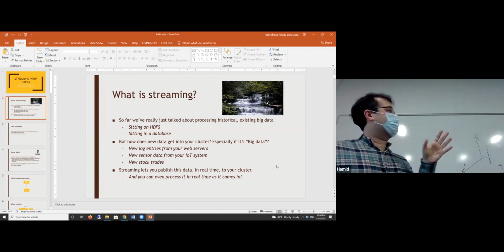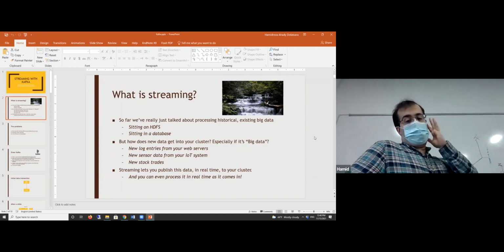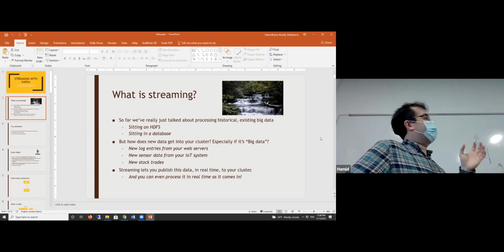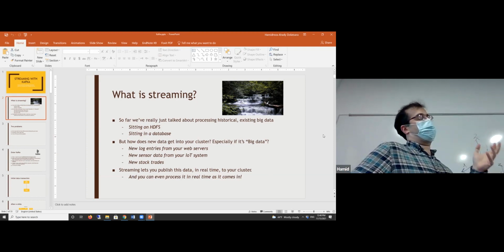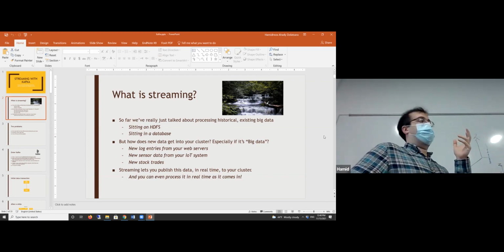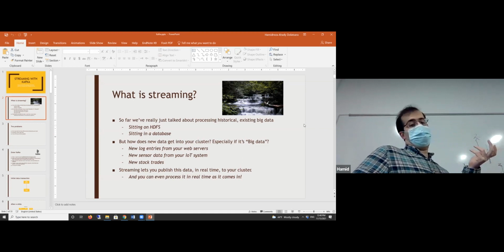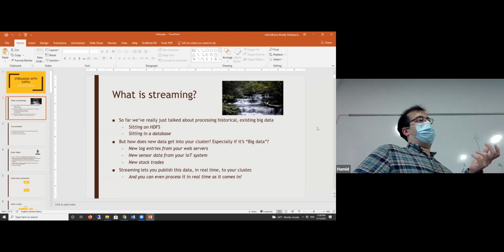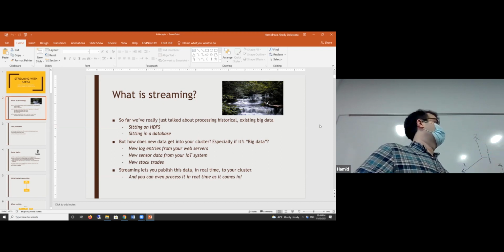So except for the Twitter experiment, we work with basically data frames. Data frames are historical data that are stored somewhere, and we have seen that the Hadoop file system or HDFS helps you to have resilient or fault-tolerant distributed data processing. But especially more recently, we have several streams of data.